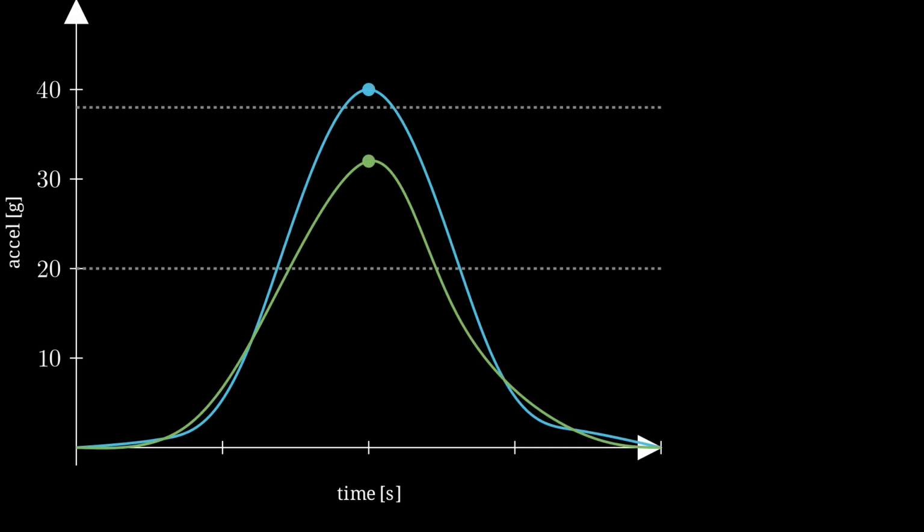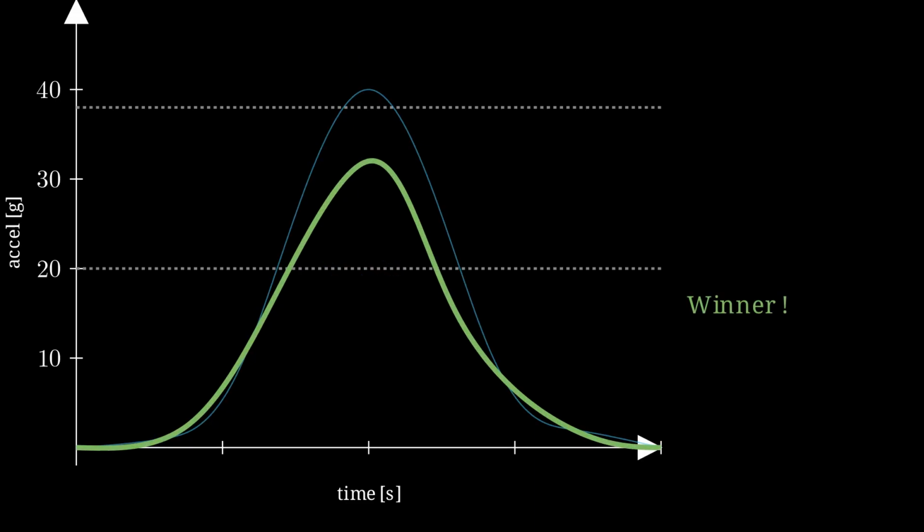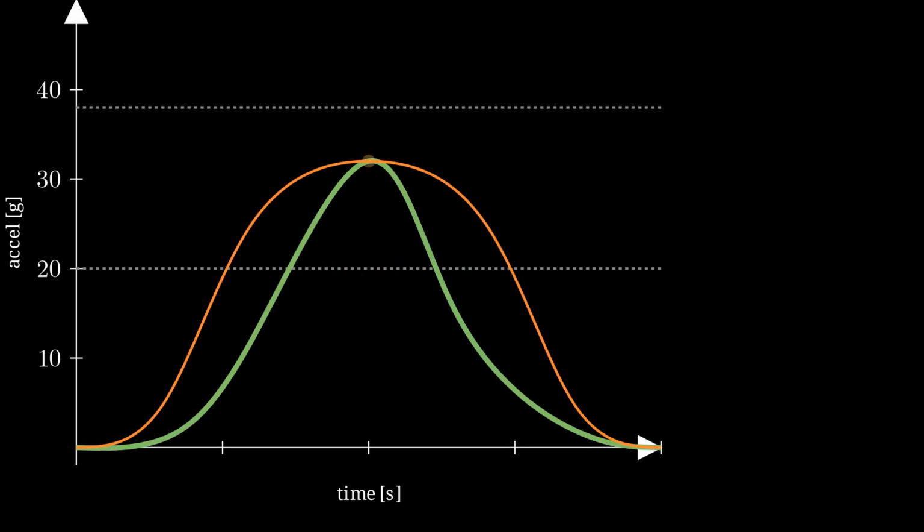For this first pair, the green curve has lower G and a shorter duration at every G level, so the green is the winner. For the second pair, they have the same max G, but the green curve has a shorter duration at every G level, so the green wins again.